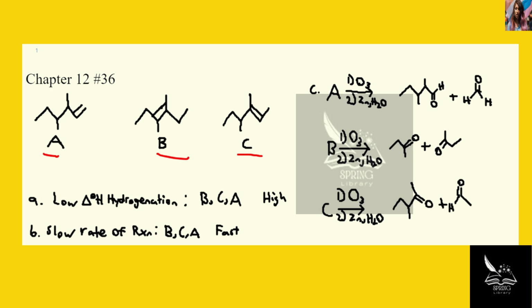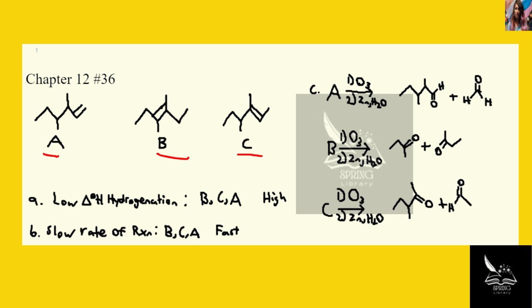The least stable molecule, the molecule that gives off the most energy when it is hydrogenated, is also going to be the most eager to be hydrogenated. And so the answer for part B is BCA again, because the speed of the hydrogenation reaction here should mirror the energy levels as measured by the delta H of hydrogenation. So again, for part B, the answer is BCA.